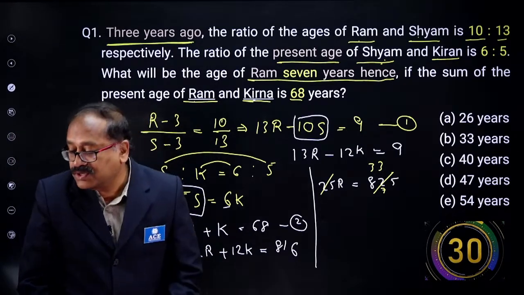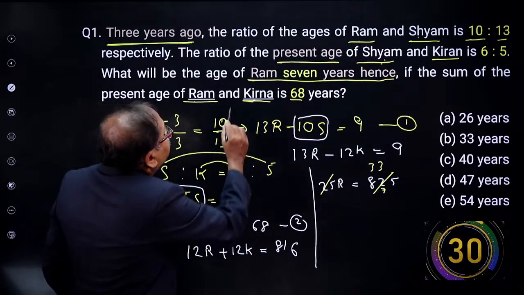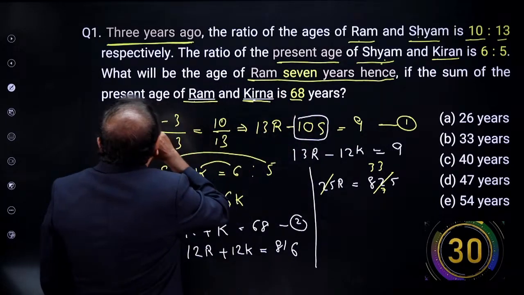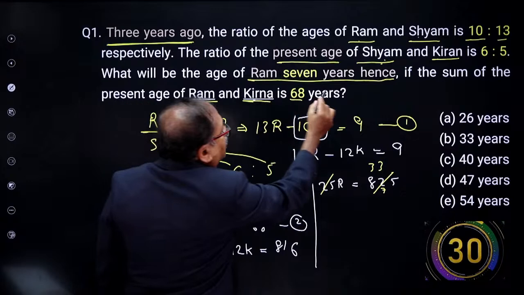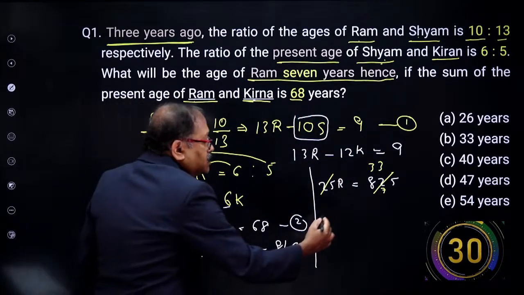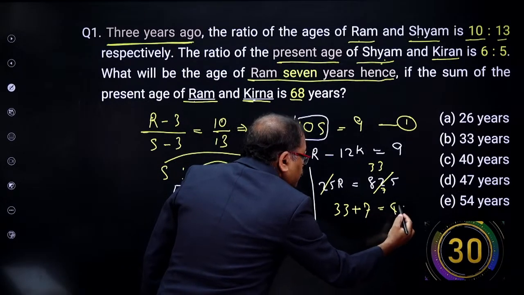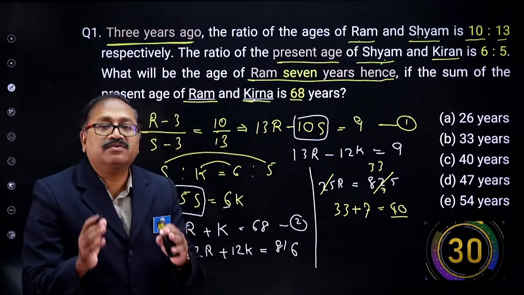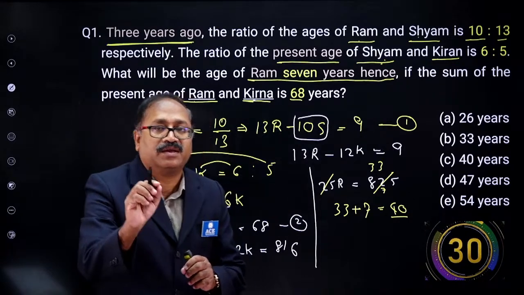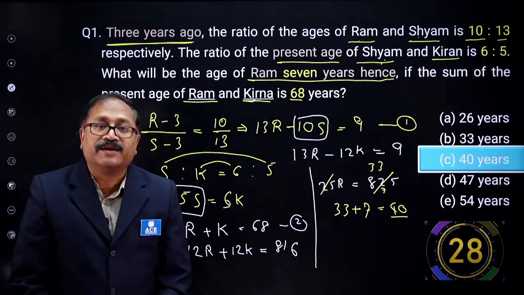Now, what is the question asked? The question is, what will be the age of Ram 7 years hence? Ram's present age is 33. So 7 years hence, that is 33 plus 7, and that comes to 40. So make sure that you are very, very comfortable with problems on ages, because one question will definitely be there in every exam. So let's check the answer. The answer is 40 years.